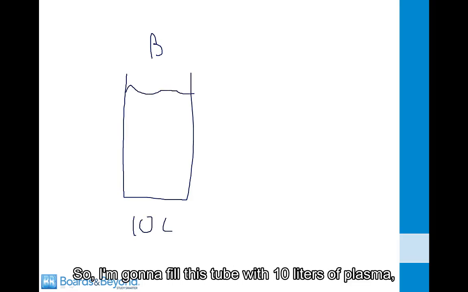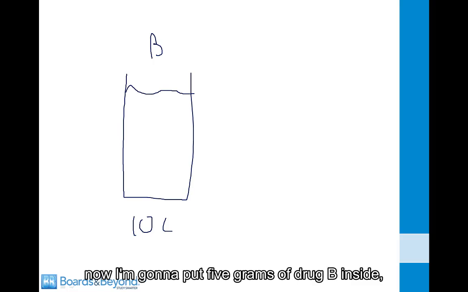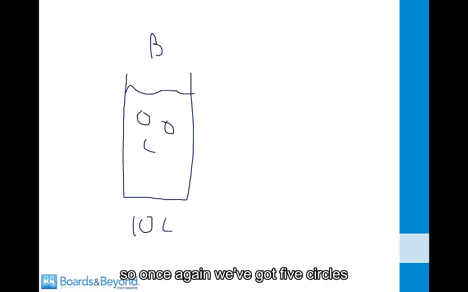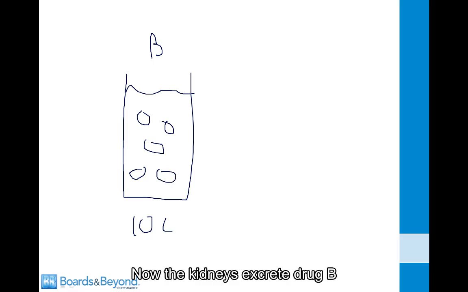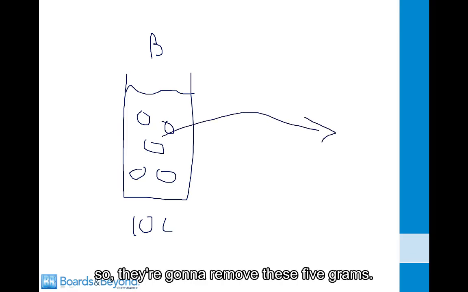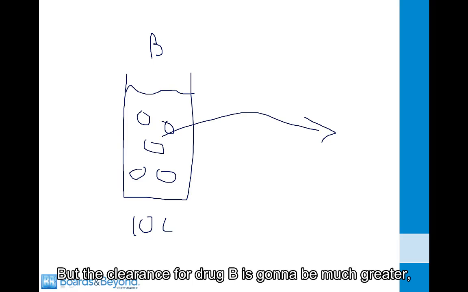So I'm going to fill this tube with 10 liters of plasma. Now I'm going to put 5 grams of drug B inside. So once again, we've got 5 circles representing the 5 grams of drug B. Now the kidneys excrete drug B the same way they do drug A, so they're going to remove these 5 grams. But the clearance for drug B is going to be much greater.